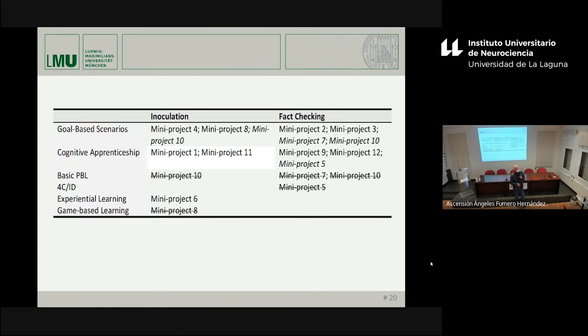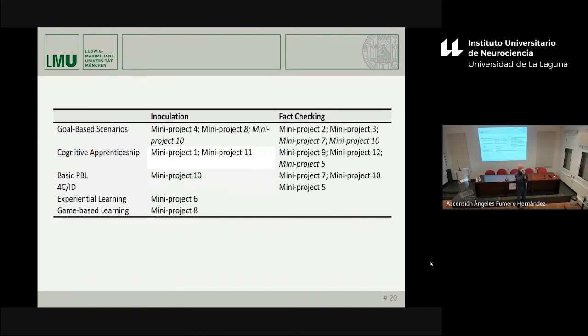What you can also see here, for instance, on the right-hand bottom, mini project 7. This is what the students had meant they were doing, but actually we have checked that, and that was not basic problem-based learning. We moved it to goal-based scenarios, mini project number 7. So those project names and numbers in italics are our corrections of the student work.